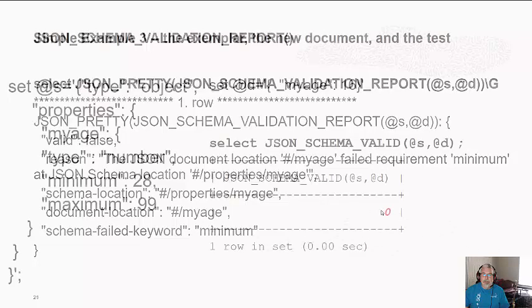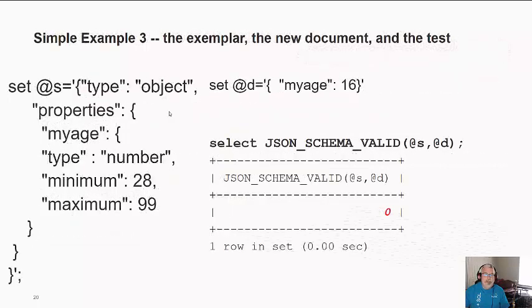Okay, let's look at example number 3. This time, our exemplar, once again, is still the same: the object with the property myAge, numeric, minimum 28, maximum 99. And this time we try to check it against the document where the myAge value is 16. Since 16 is less than the minimum value, it returns a 0.